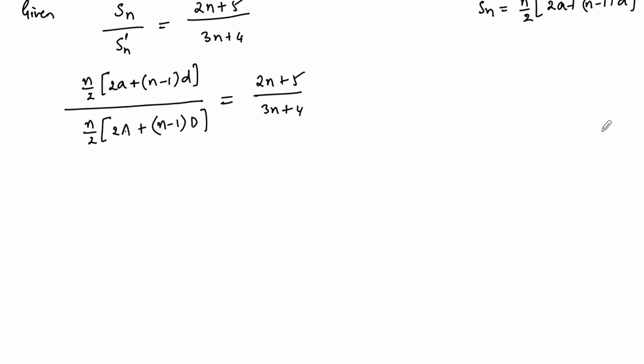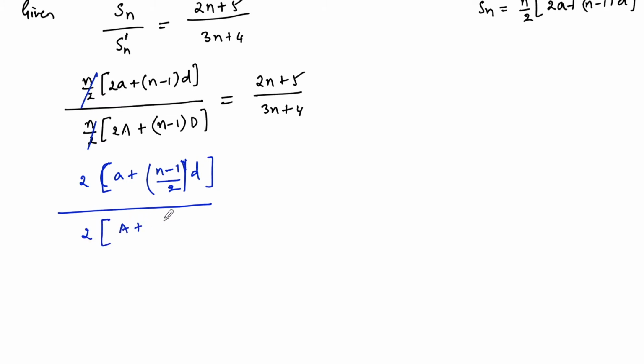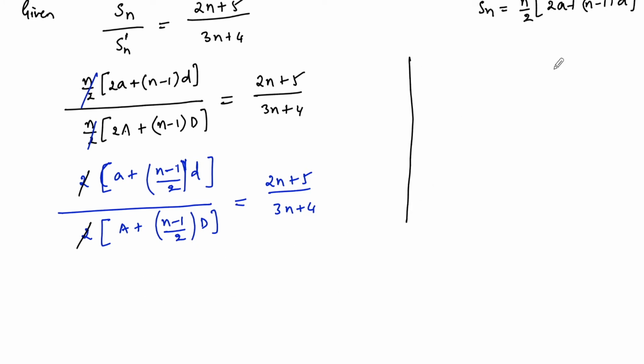So further simplifying, we can cancel n upon 2 and take 2 common, and we can write (a plus n minus 1 upon 2 times d) upon, again taking 2 common in the denominator, (A plus n minus 1 upon 2 times capital D), which is equal to (2n plus 5) upon (3n plus 4). So we can cancel 2 and 2.